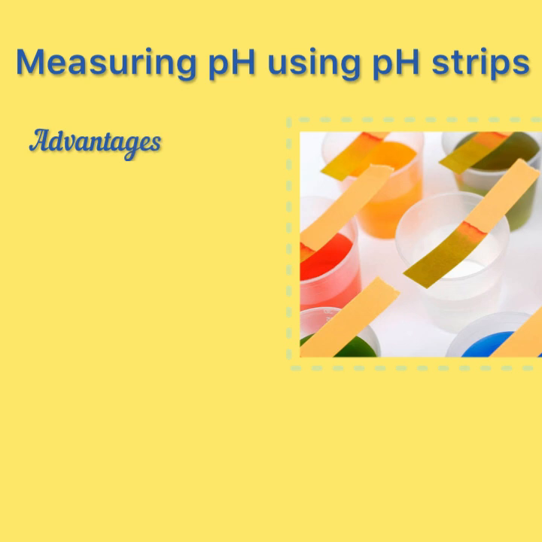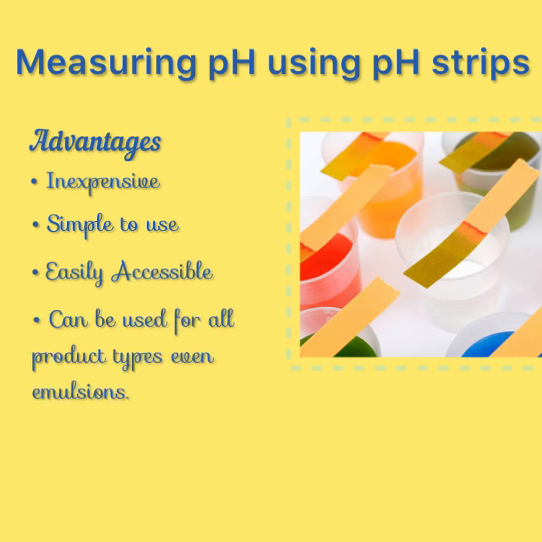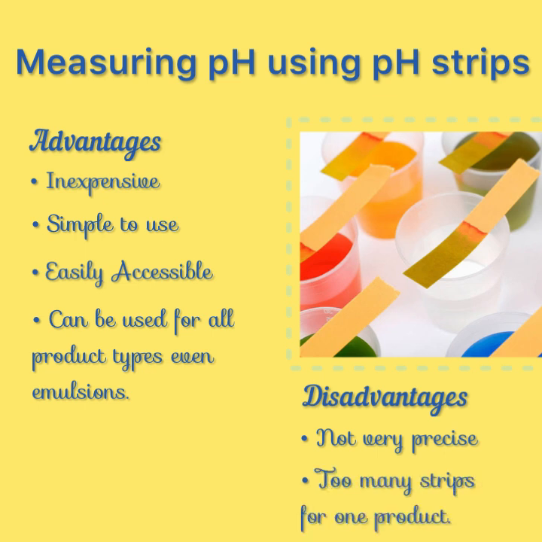The advantages are it is inexpensive, it is simple to use, it is easily accessible, and it can be used for all product types, including emulsions. The disadvantages include not being very precise. It only provides a rough estimate. Several consequent measurements are needed to adjust the pH, so you may end up using many pH strips for just one product.